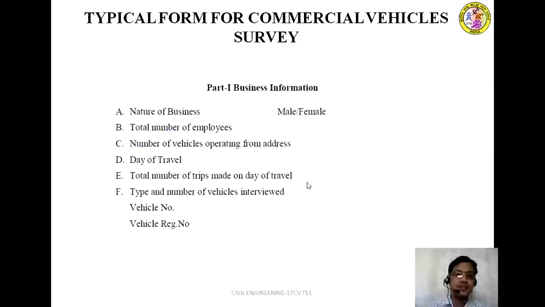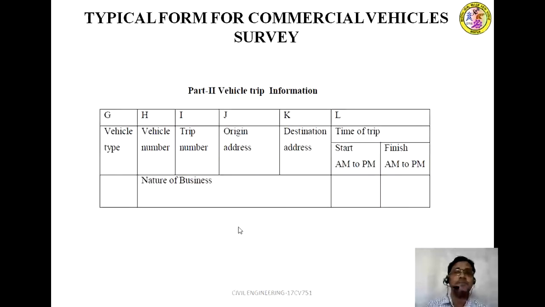Next information is the type and number of the vehicle which is being interviewed. Just write down the registration number of the vehicle, so then we can have the corresponding details with respect to that particular vehicle. After that, in part 2 of the questionnaire form, we need to gather the information relevant to vehicle trip information.